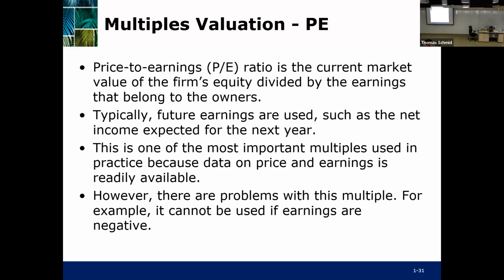One of the most commonly used multiples because data is very easily available, price, earnings, very simple. People like it. It basically shows the relationship between the price and the earnings. So if you have earnings of $1 per share and a price of $15 per share, the multiple would be 15. So a price earnings multiple of 15 means you have to pay 15 times the current or next year's earnings to buy the share.